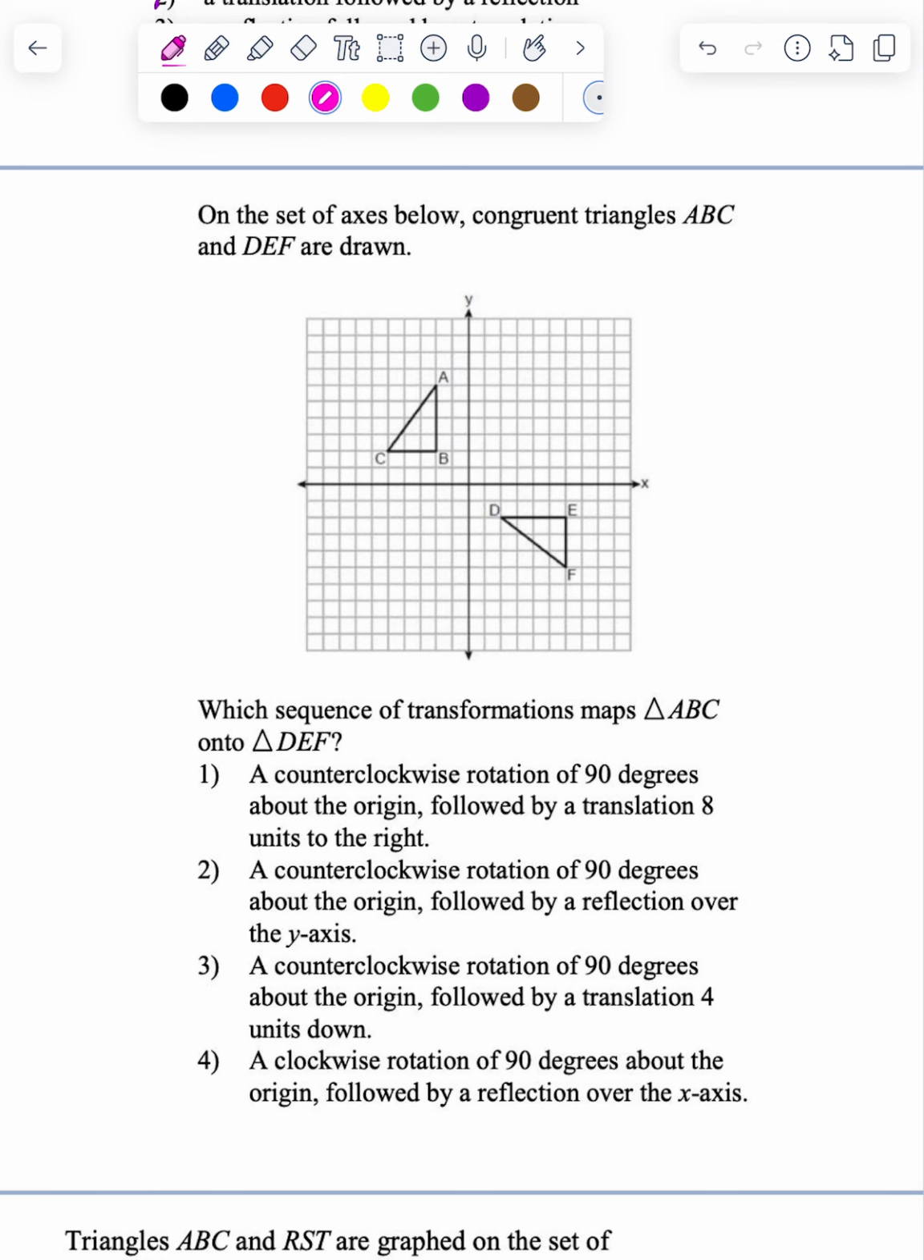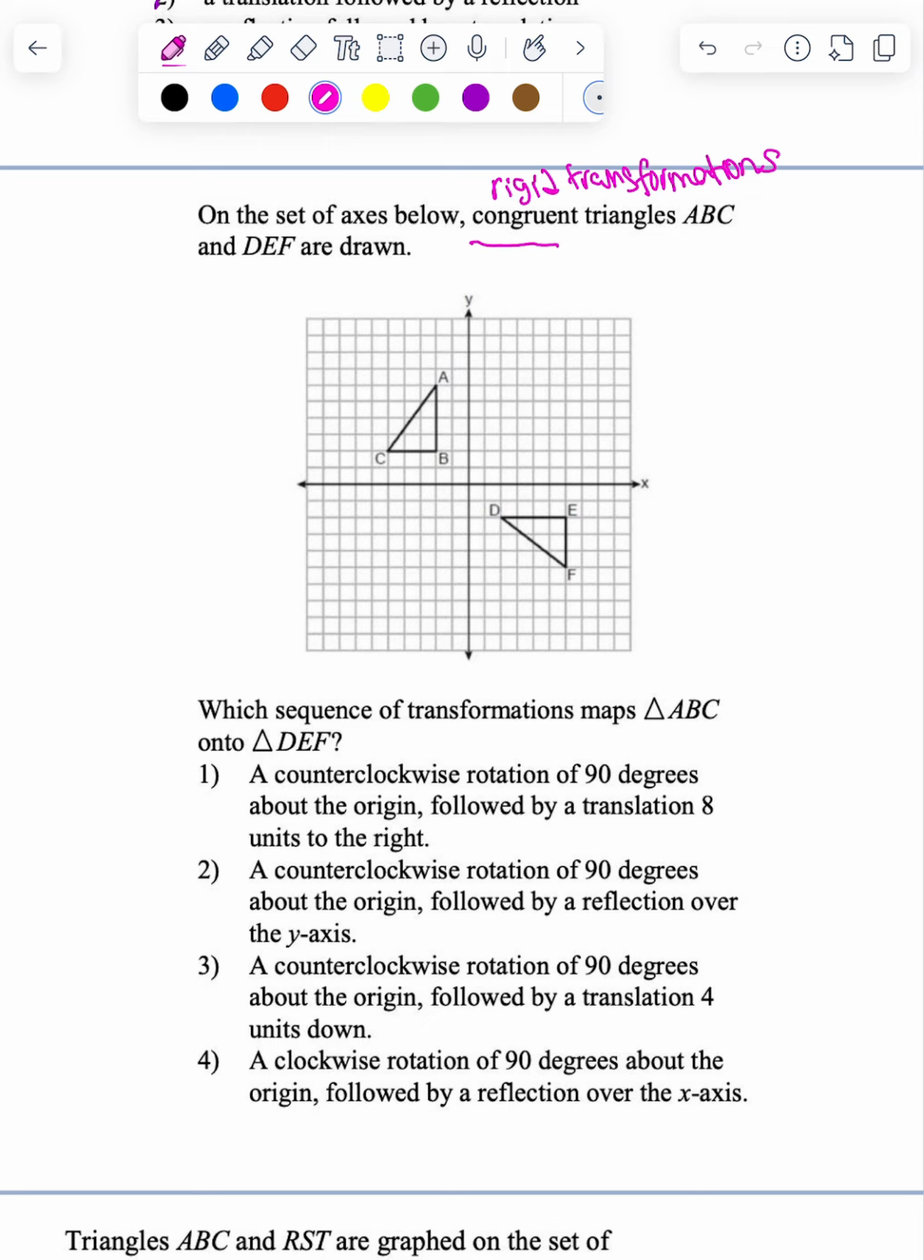Over here, we have congruent triangles ABC and DEF. And I know that rigid transformations make congruent figures. So I know that rigid transformations occurred here. Which sequence of transformations maps triangle ABC onto triangle DEF?